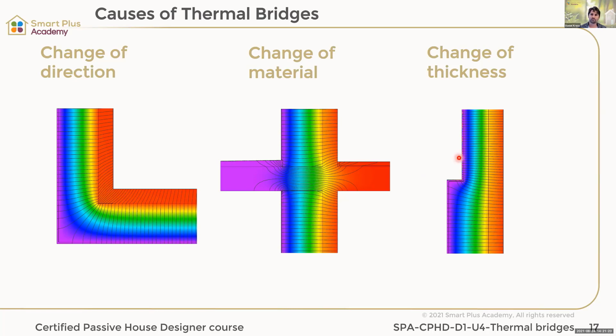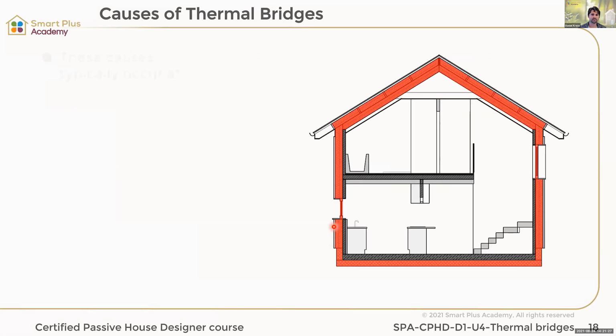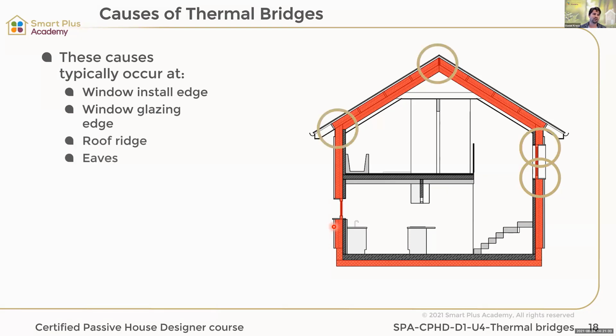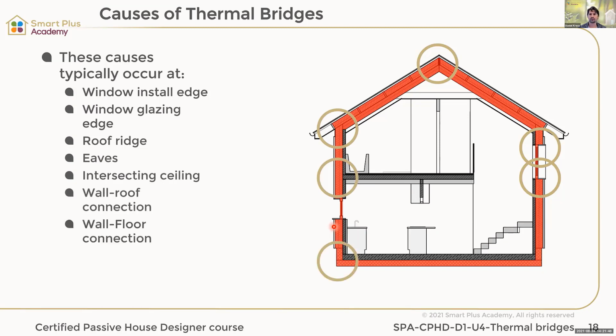So the causes of thermal bridges are typically found at window install edges. We have our window glazing edges, our roof ridge, our eaves, our intersection ceiling levels, our roof wall connections, and our wall floor connections. All of them cause thermal bridges.